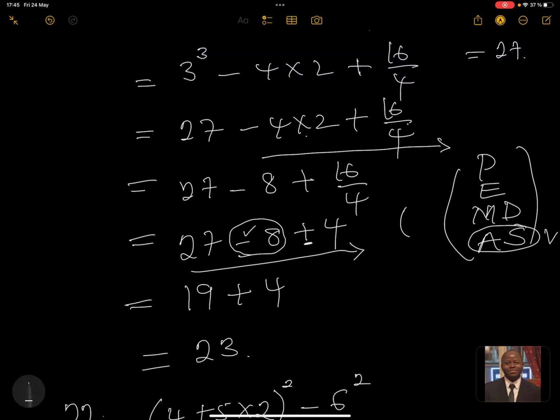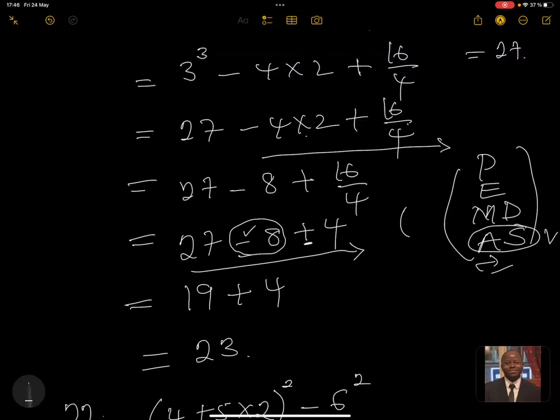If it is addition we see first, we do it. If it is subtraction, we do it, because they are both at the same level. Is it okay? So you do this one first: 27 minus 8 is 19, plus 4 is 23. Thank you, sir. So this rule is very important.